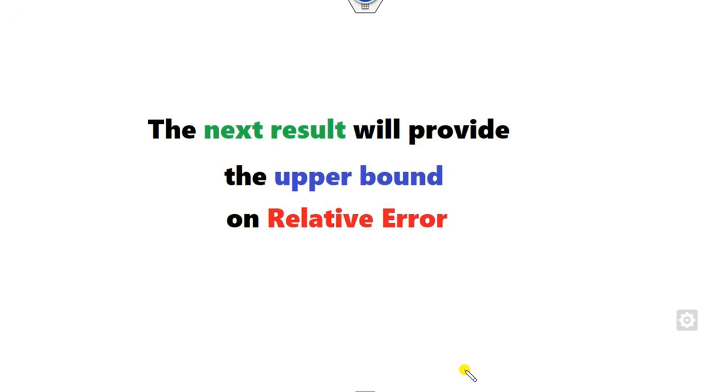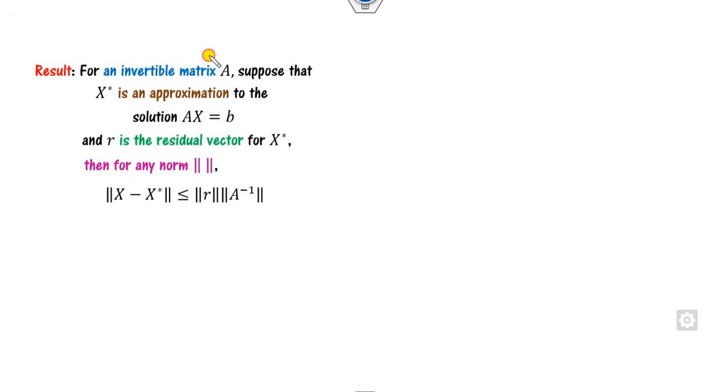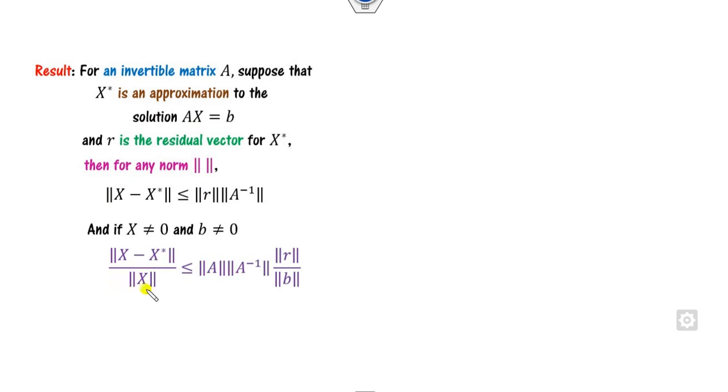Now the last result is, what is the upper bound of the relative error? What is the meaning of that? If you have the invertible matrix A, x star is my approximate solution of this, r is my residual, then the maximum norm of this is my here. Or you can say if x is non-zero, then this quantity is called my relative error.